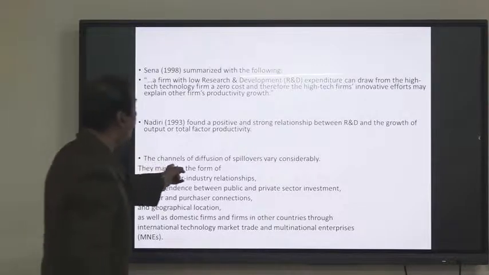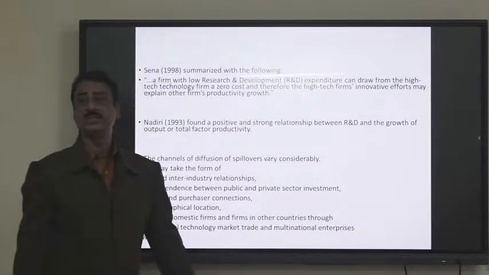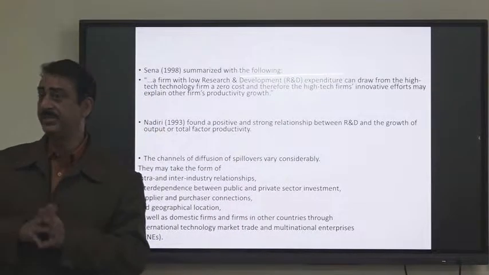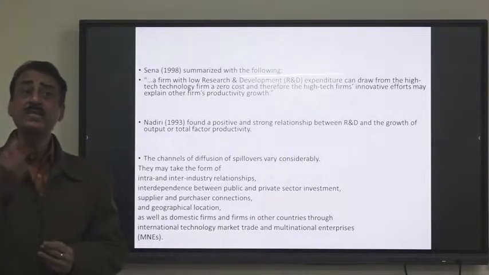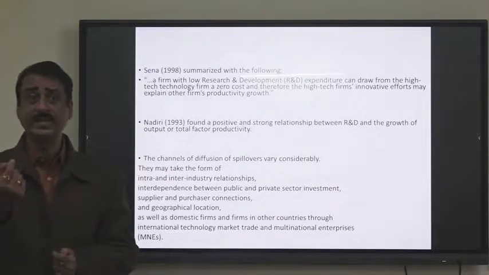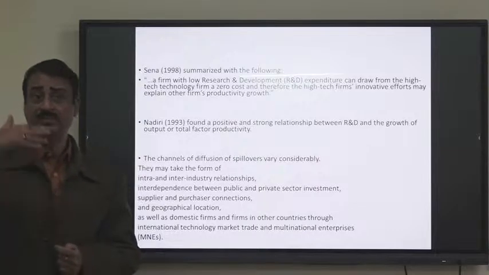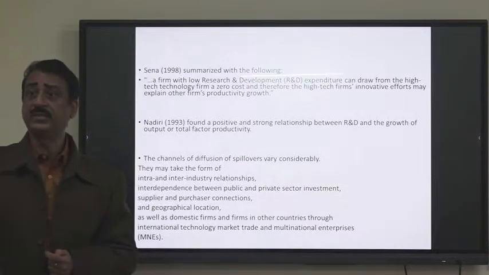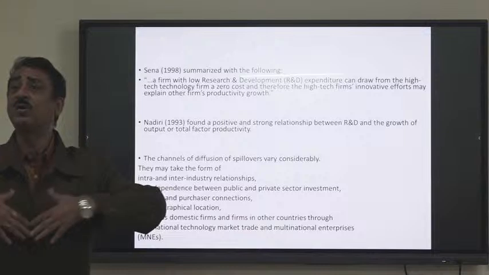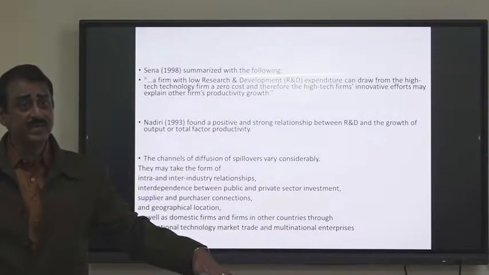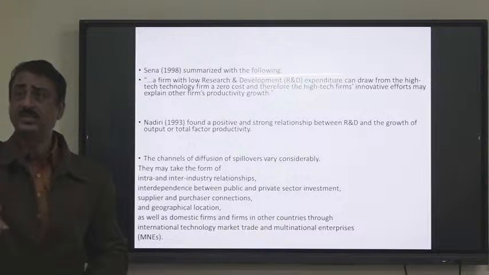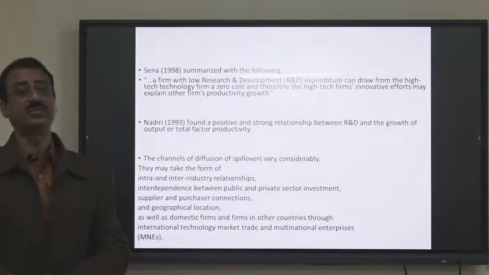Then the channels of diffusion of spillovers vary considerably. This is a very interesting theory, the spillover theory. What they argue is that if one sector is undertaking innovation and there is technological upgradation, it will immediately have a lot of spillover effects into the other complementary, vertically, horizontally related industries.